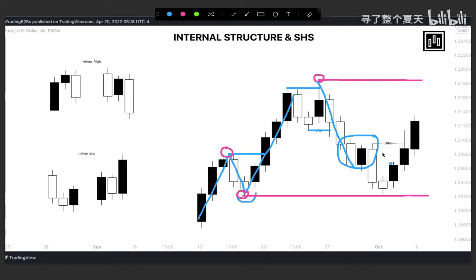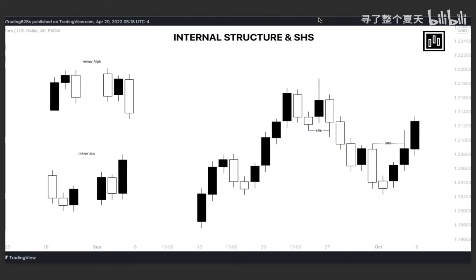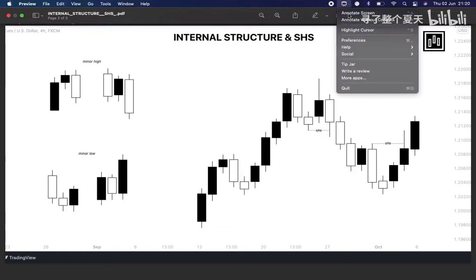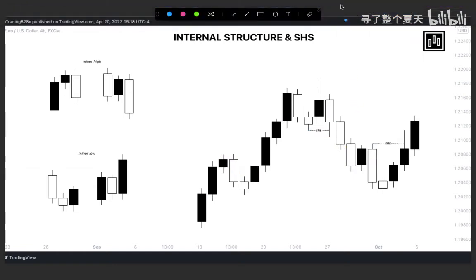Yeah, we have a minor high here, right? Okay, so we have a minor high there. The main reason why I'm saying we have a minor high, look at price again, guys. Price pushed to the upside, created a swing high.